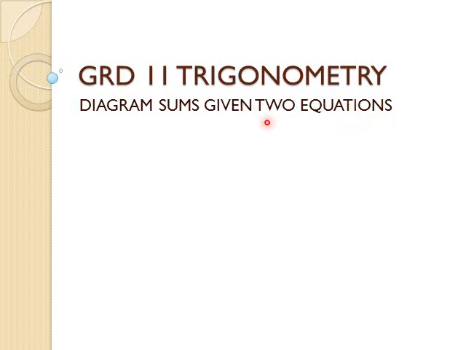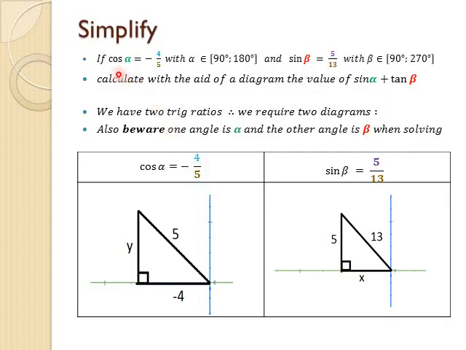Right, but now we're going to give you two equations. Problem given: if cos alpha equals -4/5, with alpha being an element of 90 to 180, so 90 and 180 is included, and sine beta equals 5/13 with beta being an element from 90 to 270. Calculate with the aid of a diagram the value of sine alpha plus tan beta.